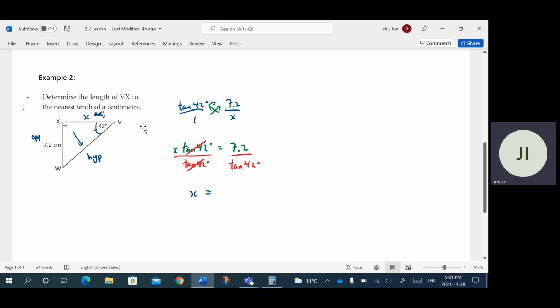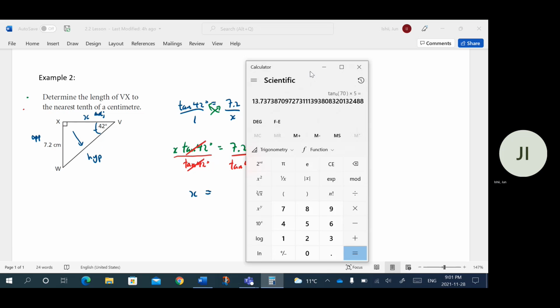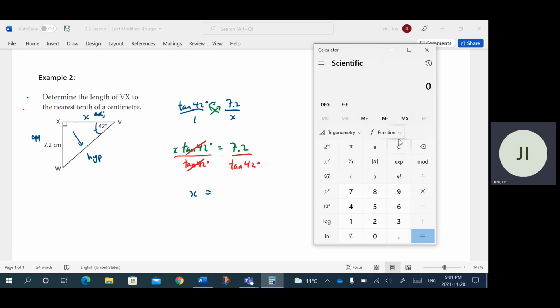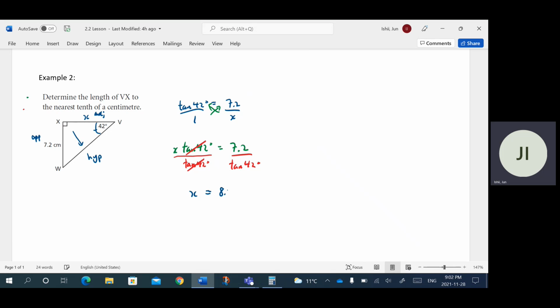All right, so I'm just going to show you how to punch that into the calculator. So basically I'm going to go 7.2 divided by, now the tangent of 42. For this calculator, I got to punch in the angle first, and then tangent. All right, so right now this is displaying tangent of 42 degrees. Now to actually get the answer, and as a result, yes, 7.996, which actually rounds to 8.0 to the nearest tenth. So 8.0 centimeters is going to be the answer.